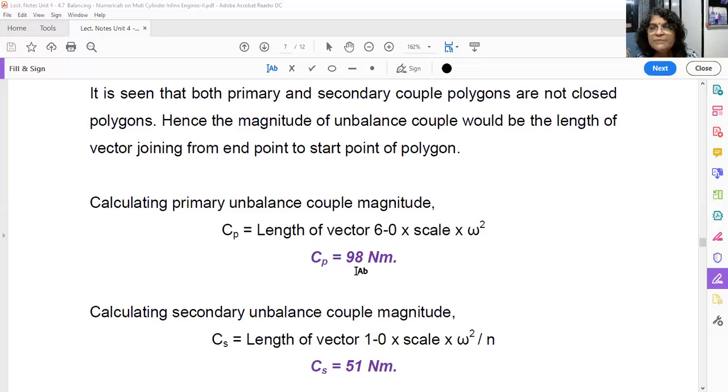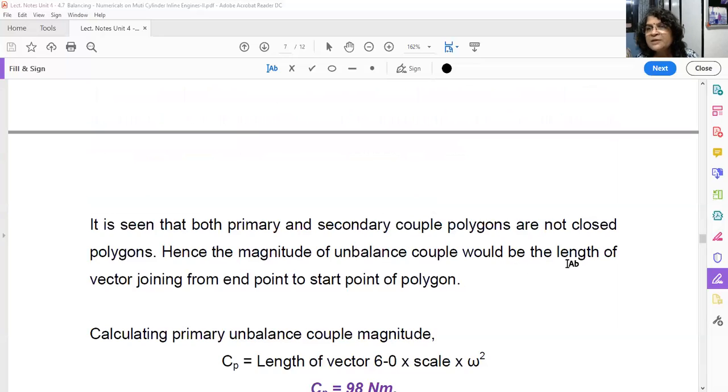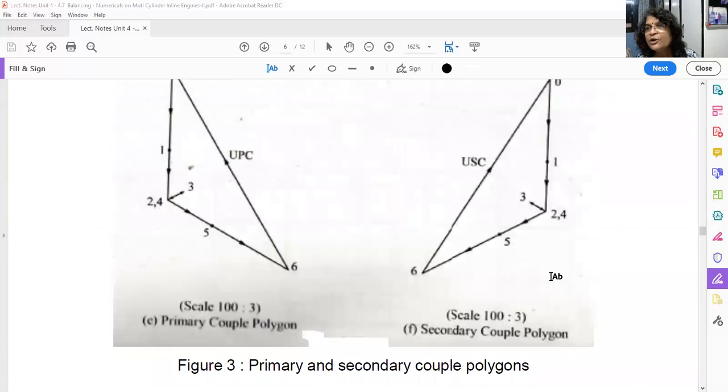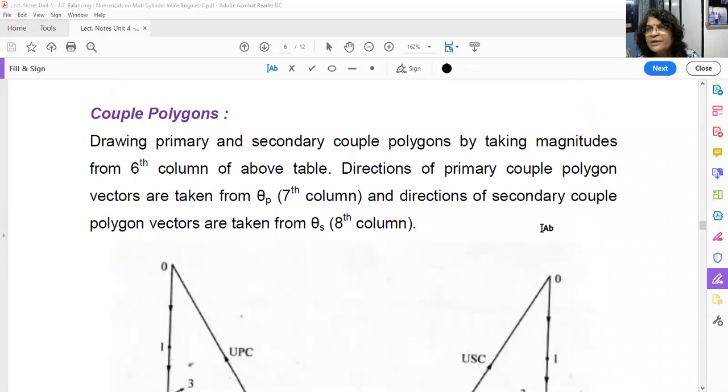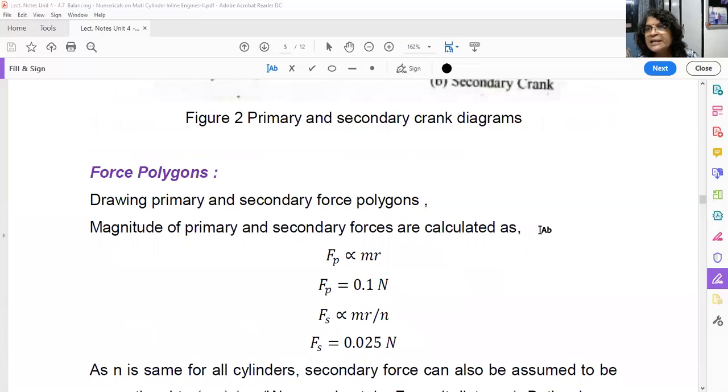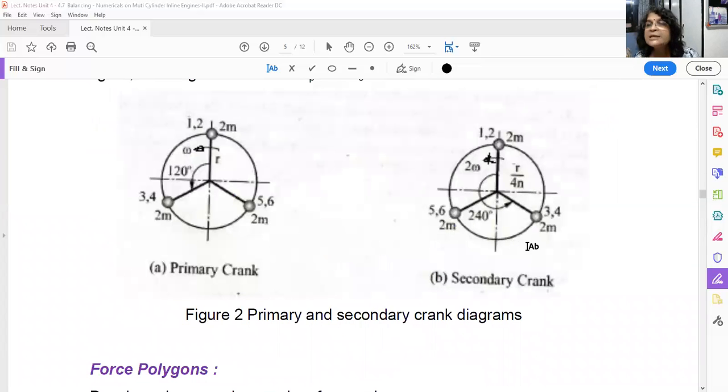Now, similarly, drawing the secondary unbalanced couple polygon. We are starting from 0, the pole. Now we have drawn 0 to 1, 1 to 2. Again, it is the same, it is negative. See here, primary, secondary crank diagram. Now you have to refer to the secondary crank diagram to draw the secondary couple polygon. So 1 and 2 are both upward, both negative, so you have to draw both vectors downward.